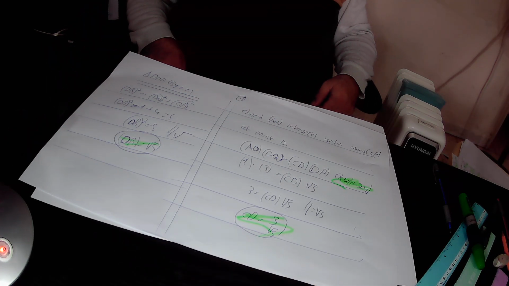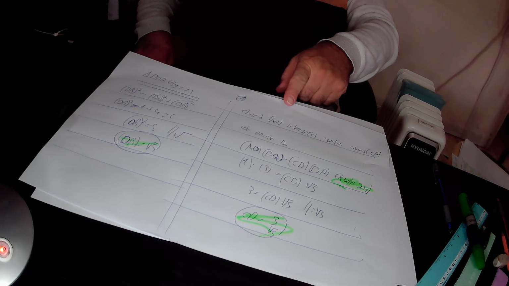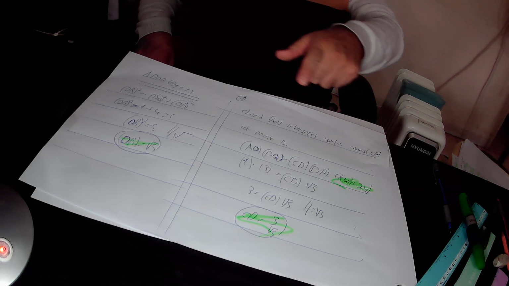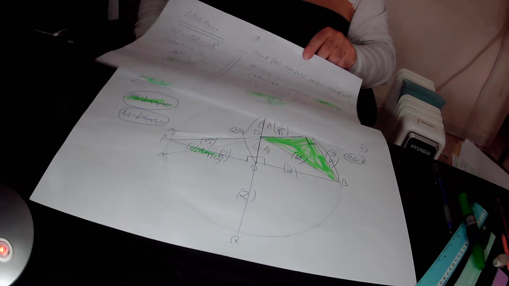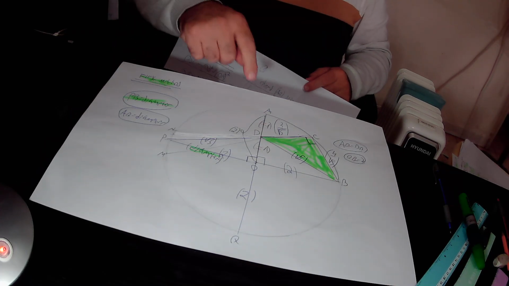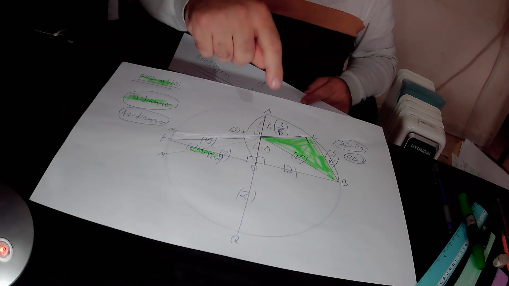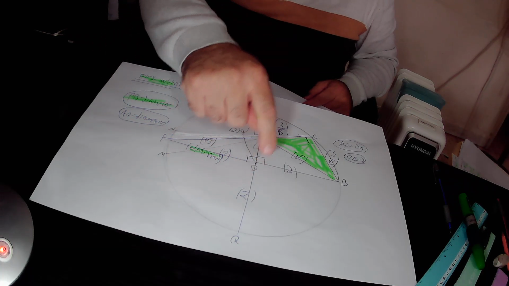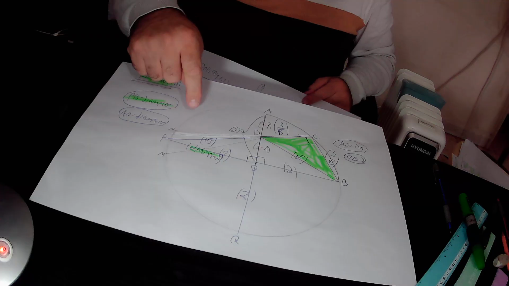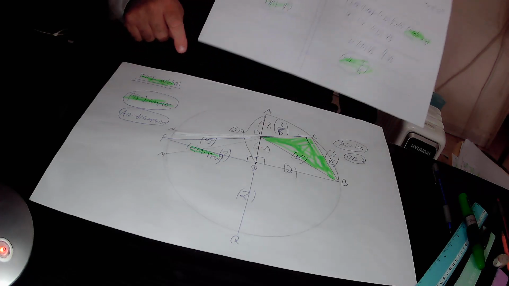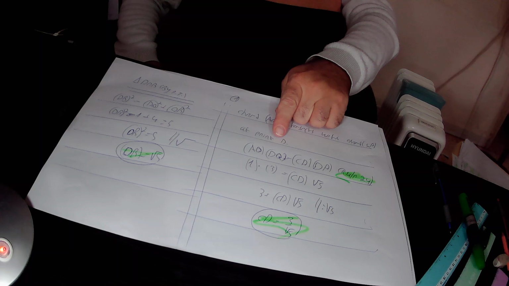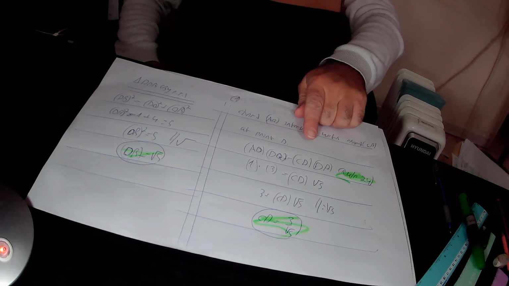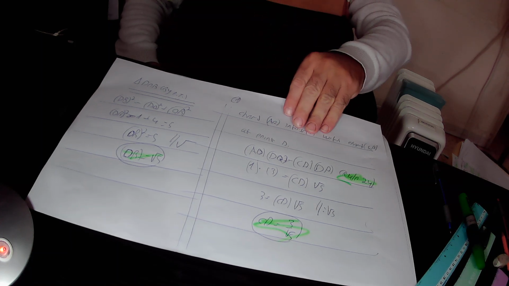So we have chord AQ that intersects with chord CP at point D. According to rule 24, the following equation is true: AD times DQ equals CD times DP.